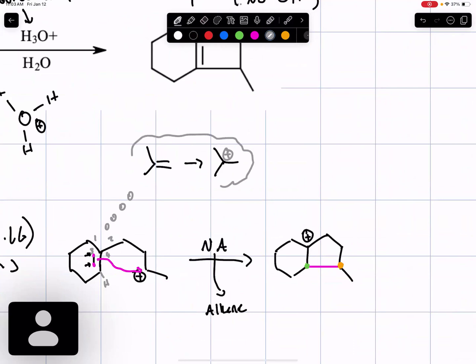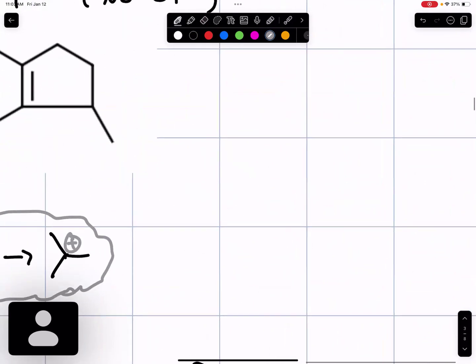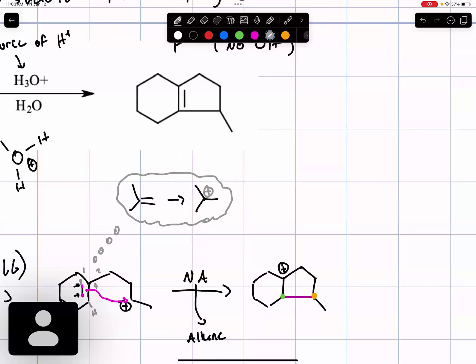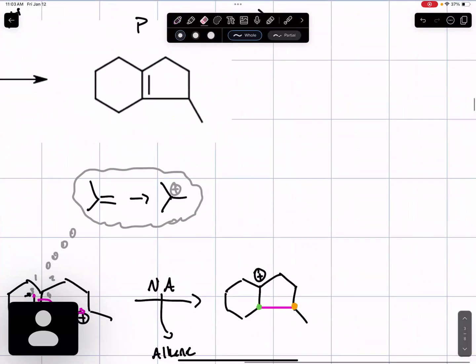Thought bubble, thought bubble. Okay. So now here, we're almost to our product. What do we have to do next? We're reforming this alkene, right? This alkene, we're reforming it. How are we reforming that alkene?